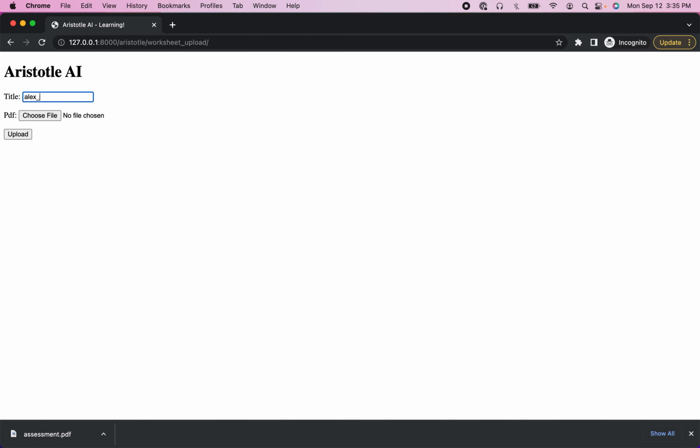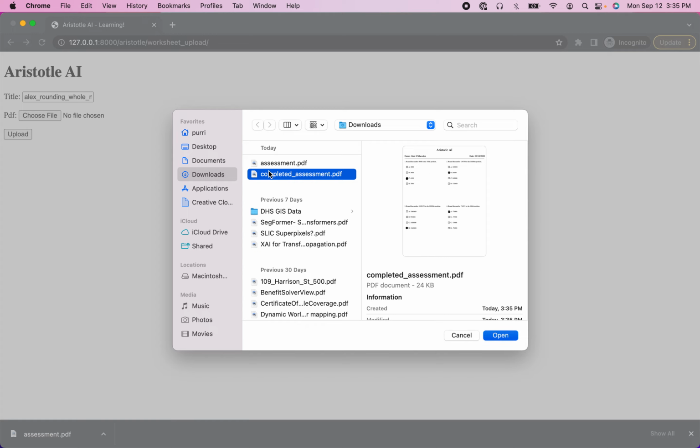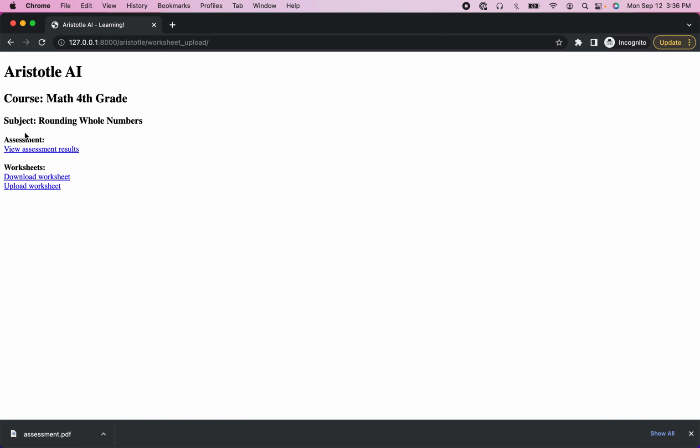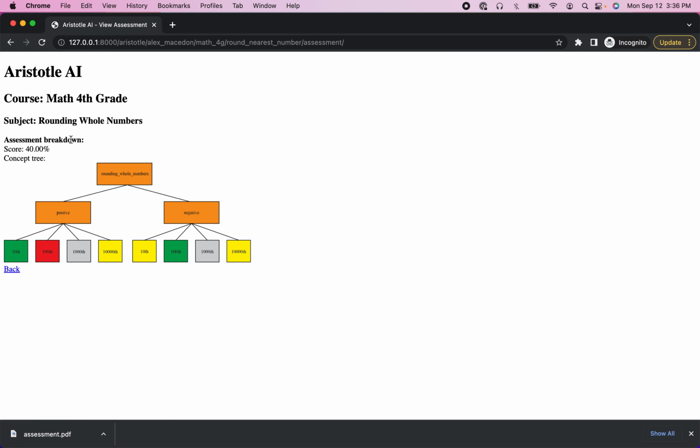upload it. So it's Alex rounding whole numbers assessment, and we'll choose a file, the completed assessment file, and upload it. Because there were only 10 problems, the assessment results are already produced. We can see here for the fourth grade math, rounding whole numbers, we have an assessment breakdown. We scored around 40%, so we got 4 of the 10 by random guessing.